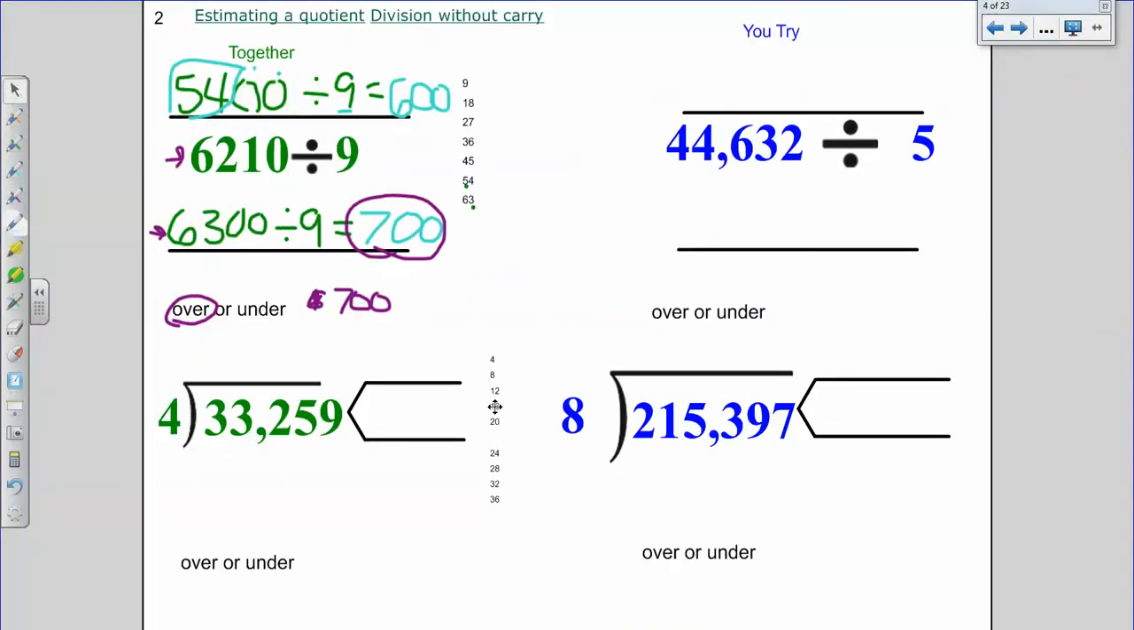So now I want to know an underestimate. So an underestimate is going to be 32. And it's going to be 32 what? Well, again, I'm saying 33,259. Am I going to say it's better to say that we're closer to 32,000? Or am I going to say it's better to say that we're closer to 36,000?